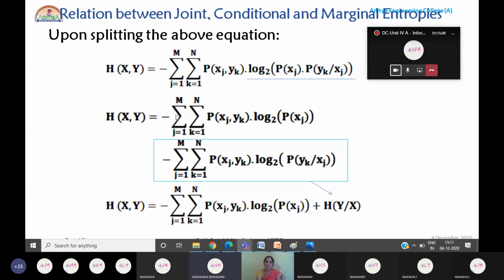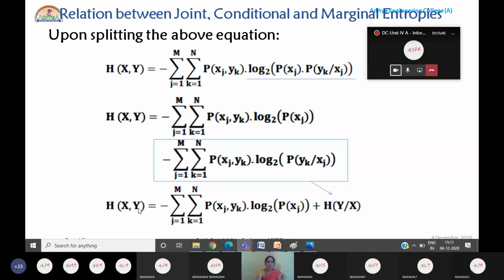So now, how should the first term come? H of x should come. What is the expression for H of x? Minus summation j equals 1 to m p of xj log p of xj base 2. That means here the summation k equals 1 to n p of xj, yk should be replaced. How can we replace that? p of xj is equal to summation p of xj, yk. Okay, thank you.